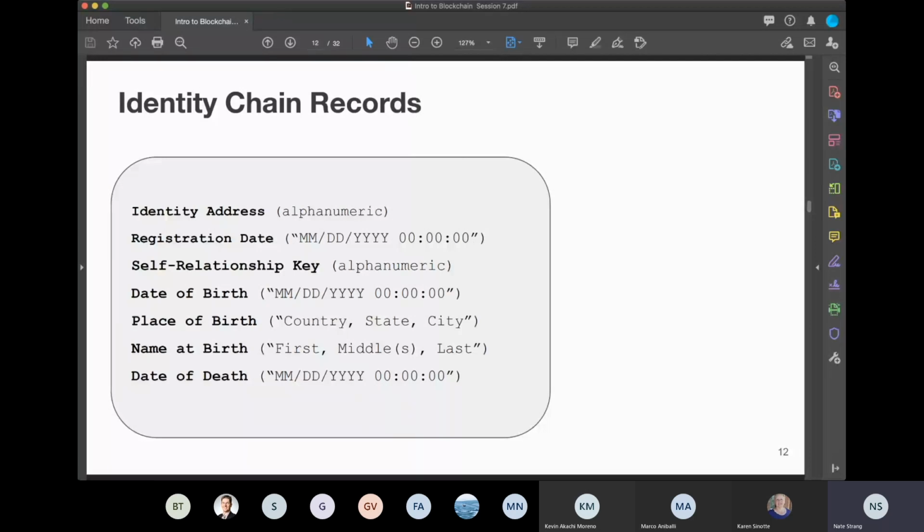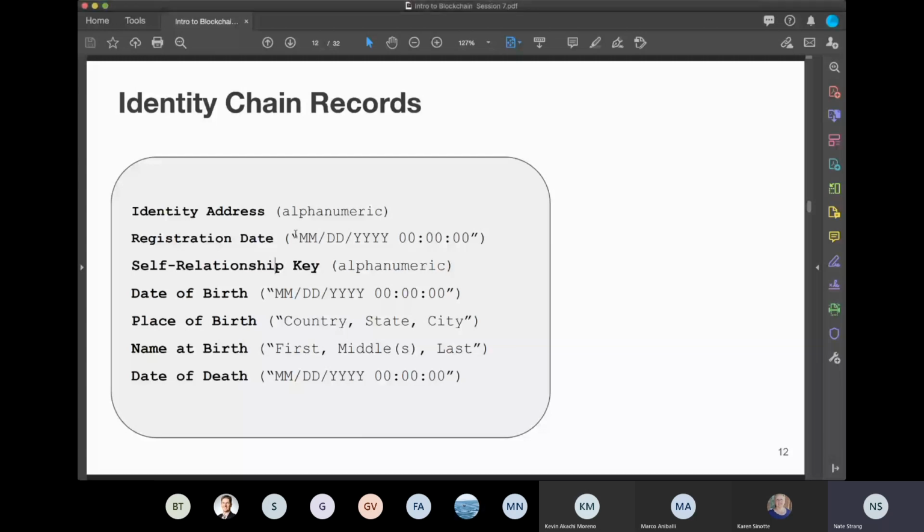So when we look at an identity chain record, we remember that this is storing only enough birth information to create a globally unique identity for us. And these records actually only ever receive two transactions. They get written when you're born or when you register for the system, and then they get updated when you die. And that's the only time that records on the identity chain are edited.